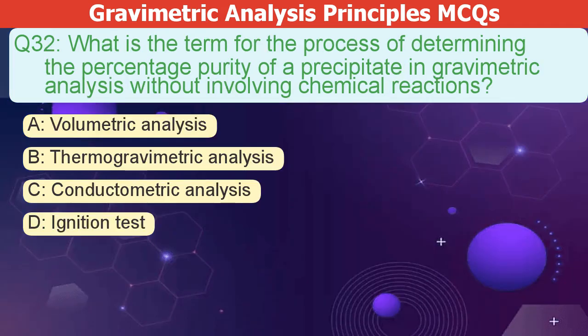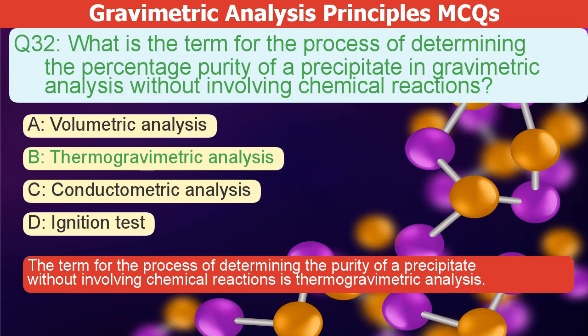What is the term for the process of determining the percentage purity of a precipitate in gravimetric analysis without involving chemical reactions? A. Volumetric analysis. B. Thermogravimetric analysis. C. Conductometric analysis. D. Ignition test. The correct answer is B. The term for the process of determining the purity of a precipitate without involving chemical reactions is thermogravimetric analysis.